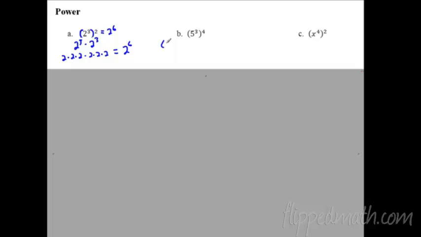Oh my gosh, let's do this one. I've got 5 cubed times 5 cubed times 5 cubed times 5 cubed, because that's what 5 cubed to the 4th means. I'm taking everything in the parentheses, multiplying it by itself 4 times. Now let's expand that. I know 5 cubed is really 5 times 5 times 5. And I've got another 5 cubed here.